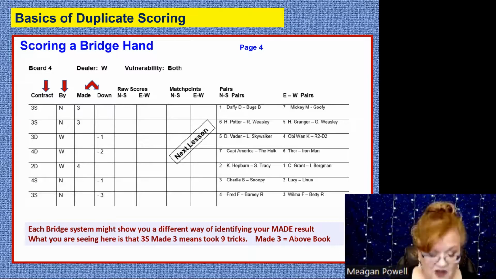So here we go. I want to look at the very first line. Now remember, we are in a room, and I'm going to tell you we have 7 tables in the room, and that's why we have 7 lines on this chart. 7 tables played board 4, and each line of this chart identifies a specific table.